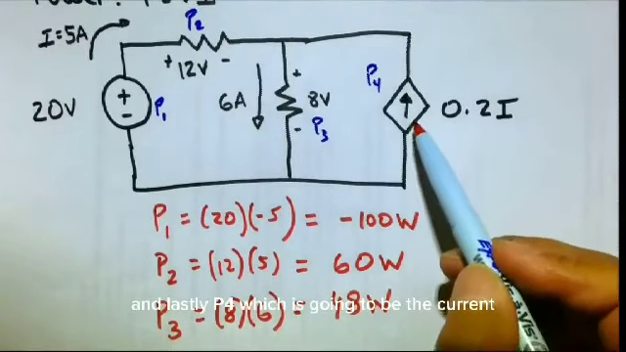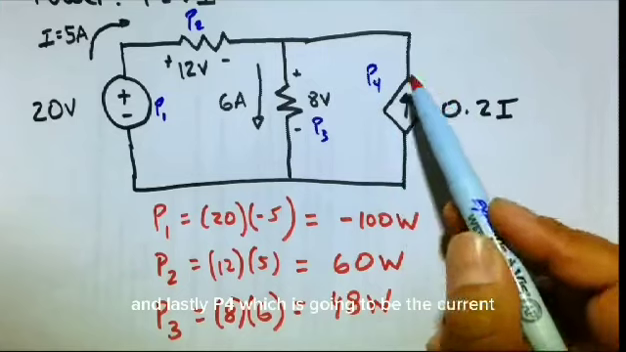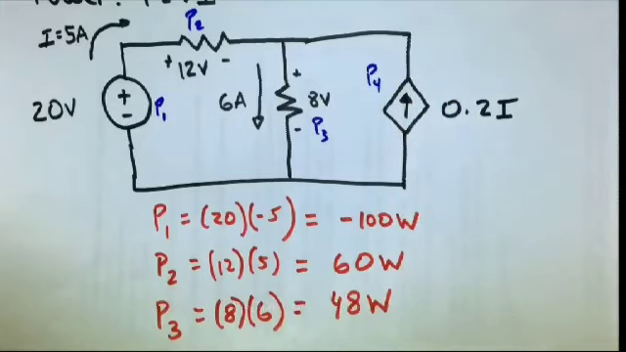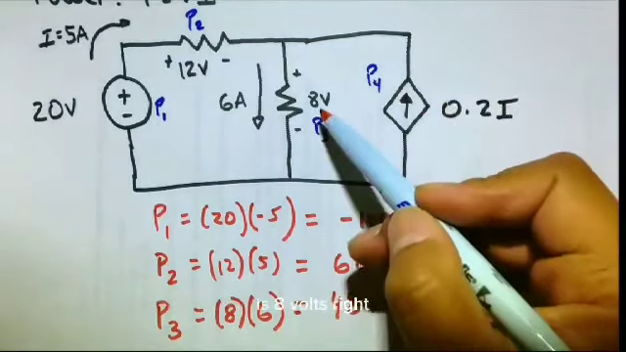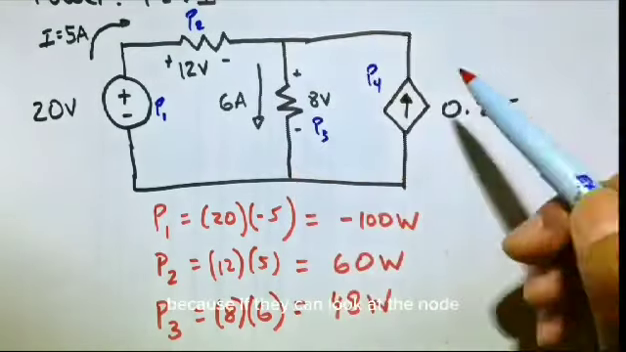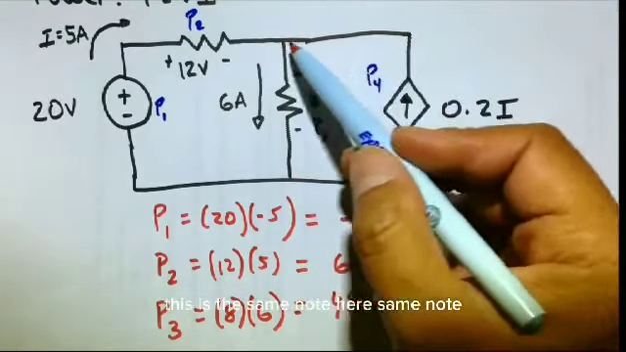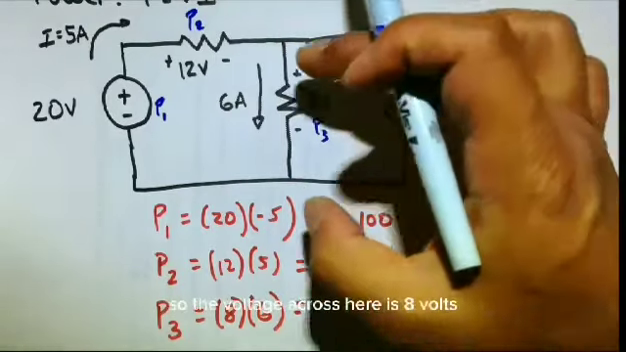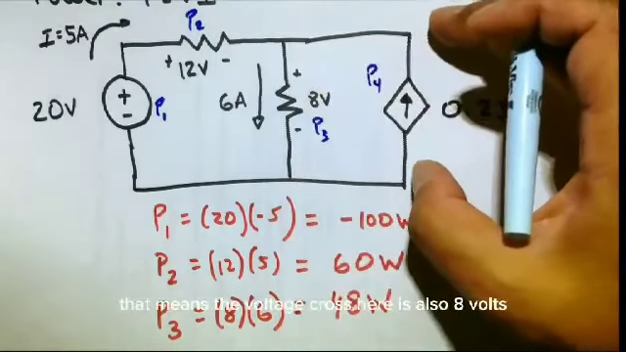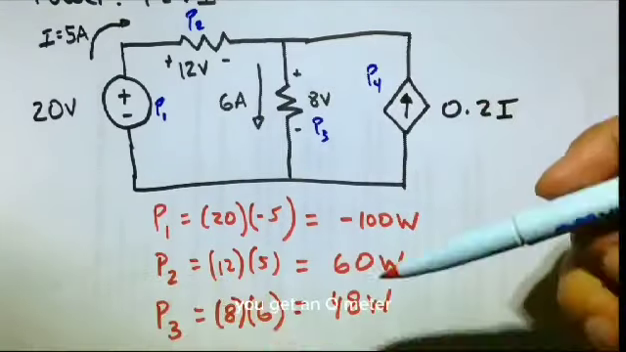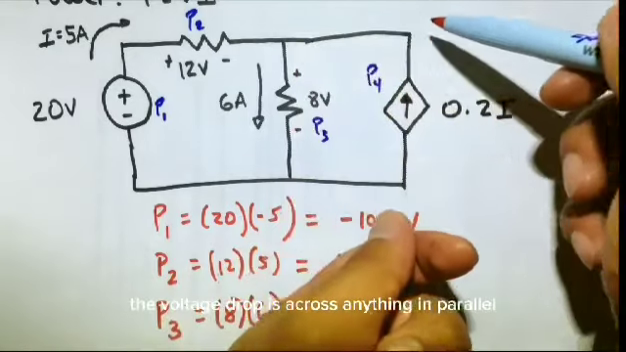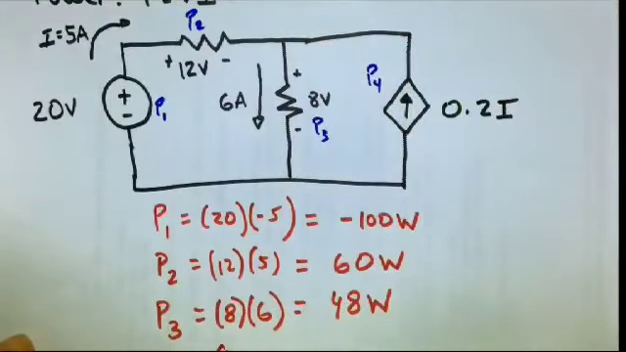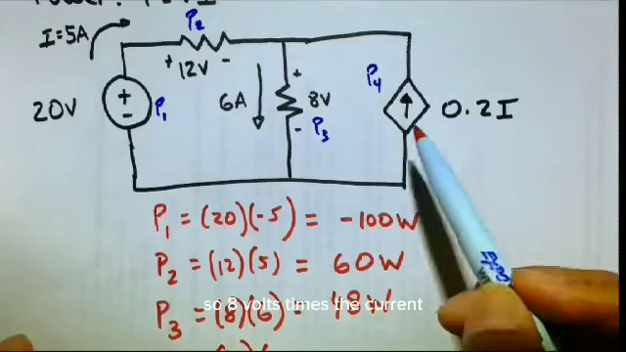And lastly, P4, which is going to be the power supplied by this guy. Well, we know that the voltage drop across here is 8 volts, because if you take a look at the node, this is the same node here, same node. So if the voltage across here is 8 volts, that means the voltage across here is also 8 volts. You get an ohm meter, you put it across there, that's telling you what the voltage drop is across anything in parallel. So 8 volts times the current.